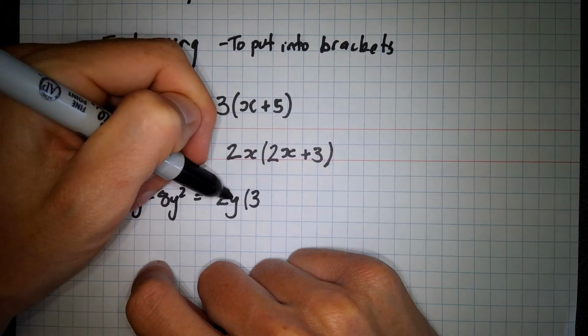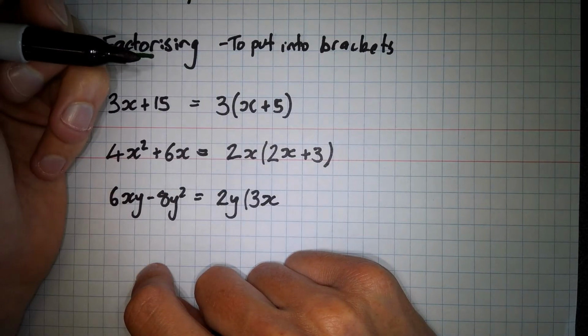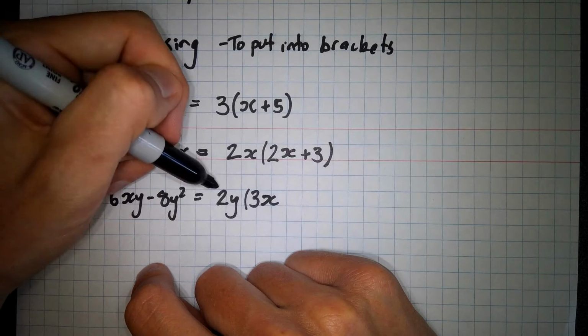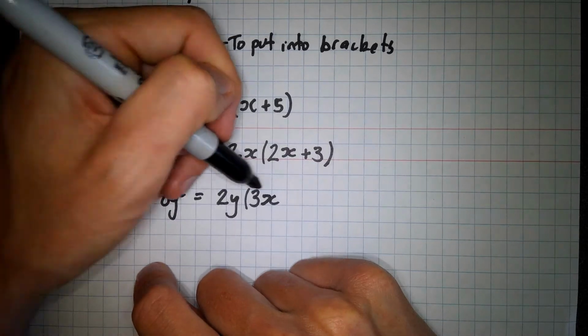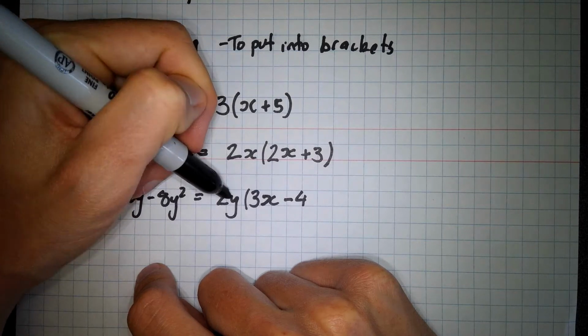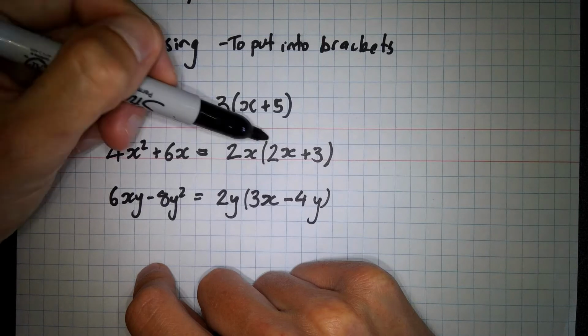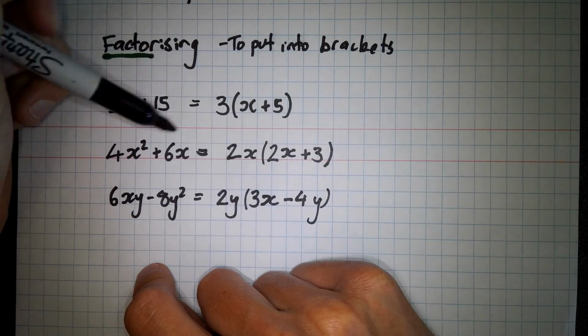Now 6 divided by 2 is 3. And xy divided by y, well, the y's will cancel out, just leaving the x. Negative 8 divided by 2 is going to give us negative 4. And y squared divided by y is going to give us y.